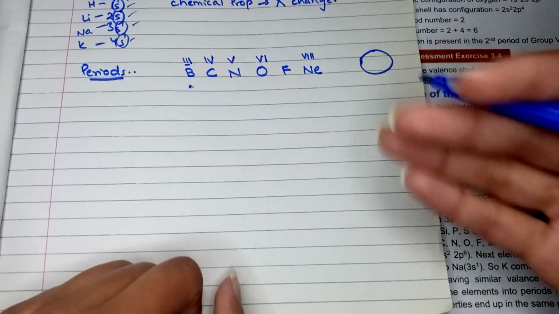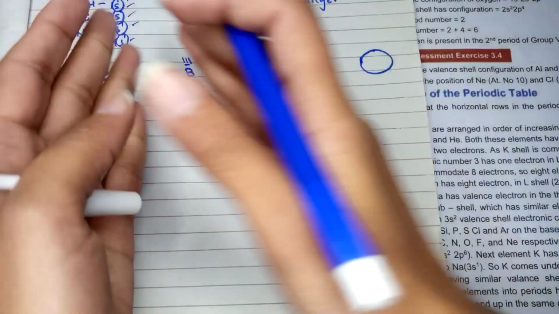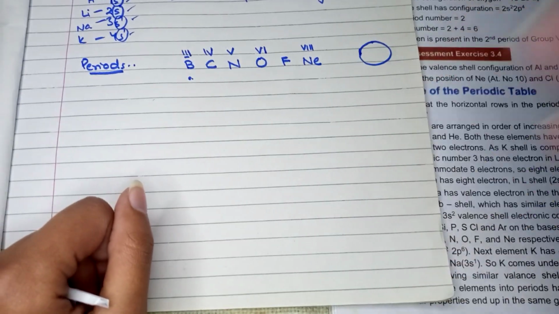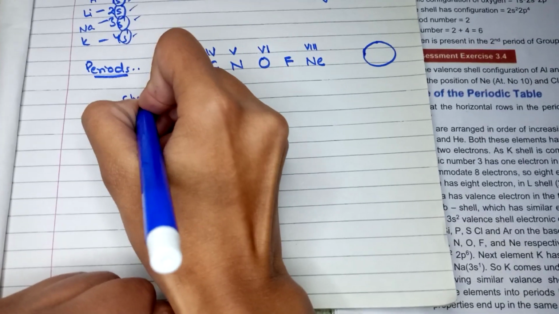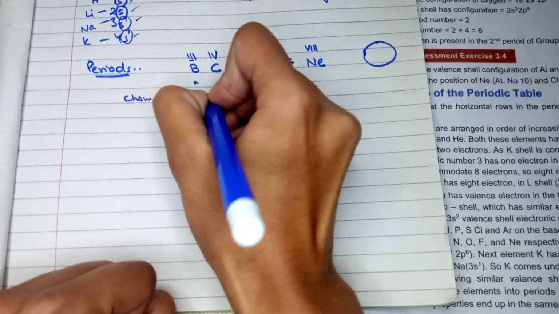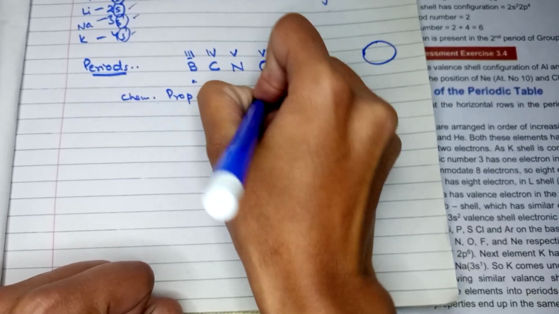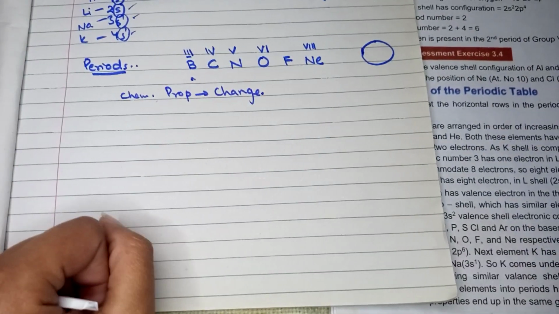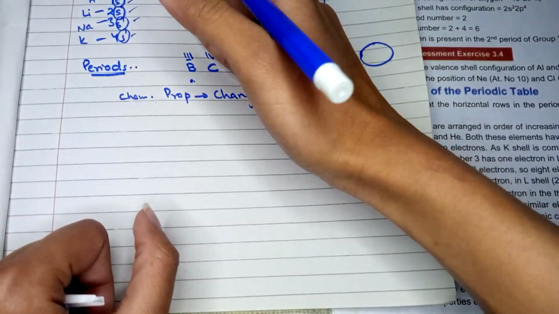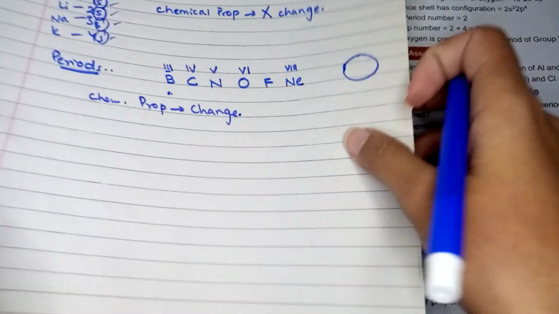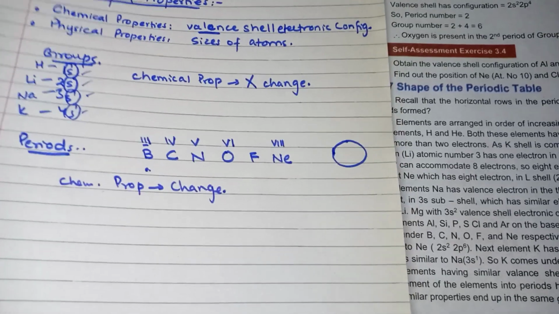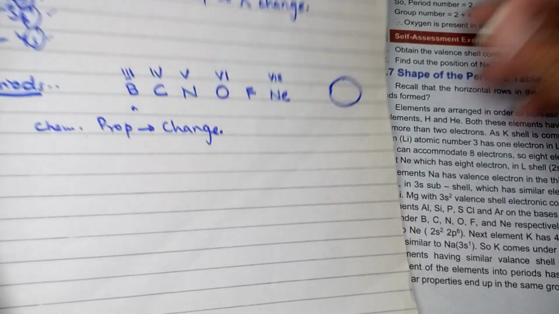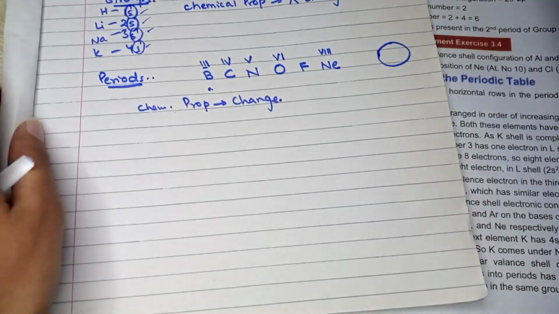As the valence shell electronic configuration changes from element to element, you can say that the chemical properties are changing. So you can conclude that chemical properties change when we move along a period. Now let us talk about the physical properties. As I've told you, the physical properties depend upon the sizes of the atoms. Let us first see how the sizes of the atoms change when we move along a period and from top to bottom in a group.